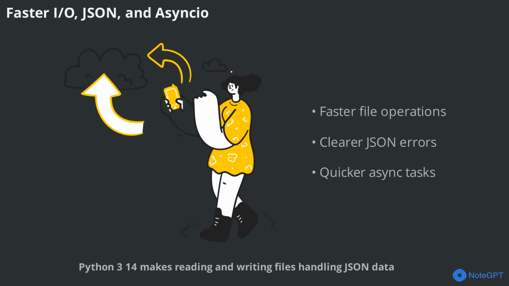Python 3.14 makes reading and writing files, handling JSON data, and running async code all faster. File operations are simpler, JSON errors are easier to understand, and async tasks can run up to 20% quicker. This means your apps can handle more data and respond faster, making everything feel more responsive.